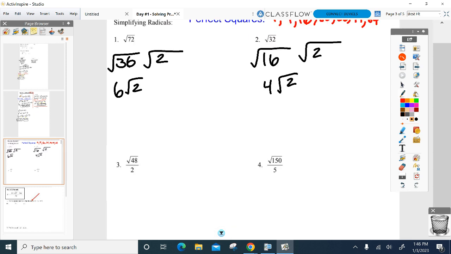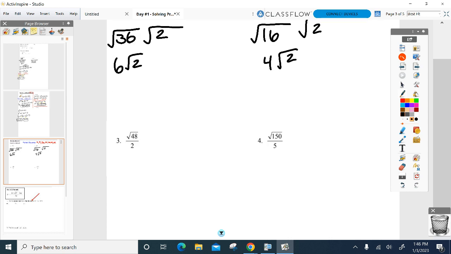All right, now let's play around a little bit. Let's go a little bit more in depth than just breaking down a radical. Square root of 48 over 2.